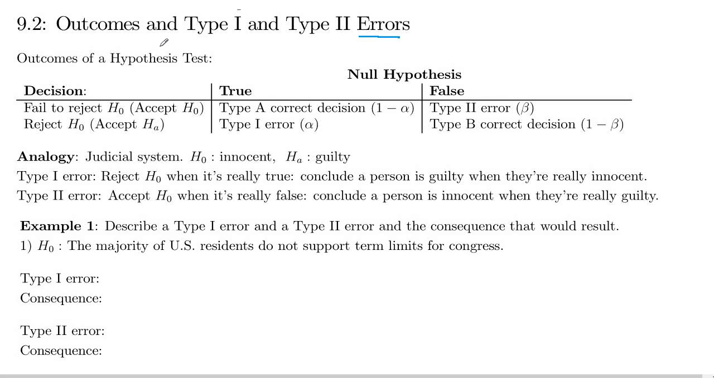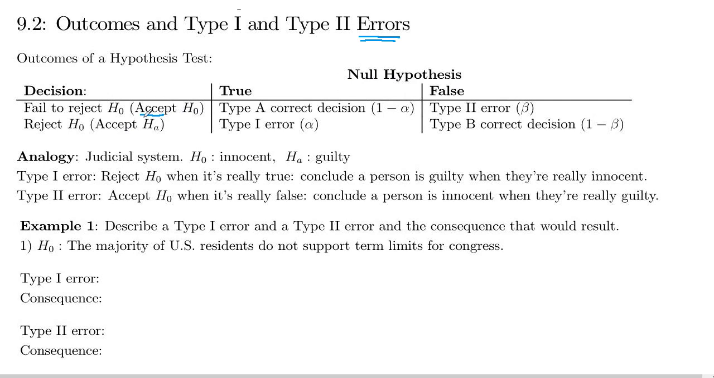Here in section 9.2, we're going to look at outcomes of a hypothesis test and different types of errors that can occur. So this table represents the outcome of the test. You can either fail to reject H0, in other words, you accept it, or you can reject H0, in which case you would accept HA.